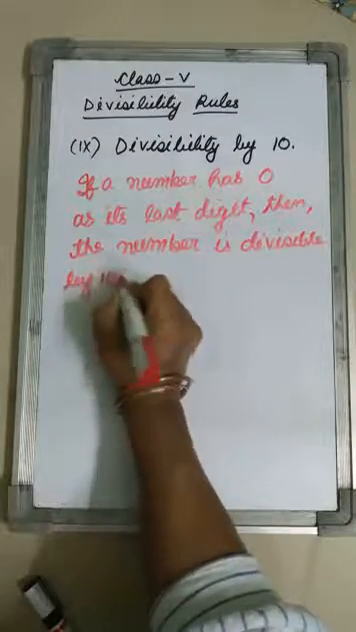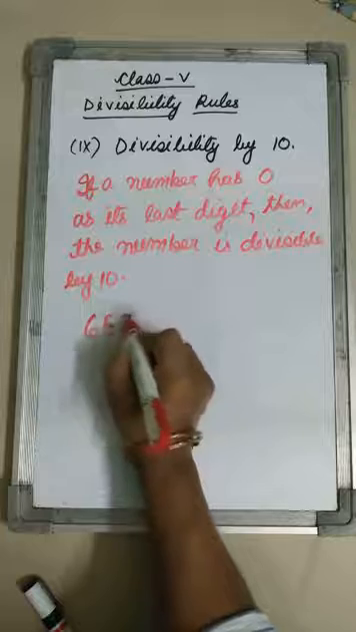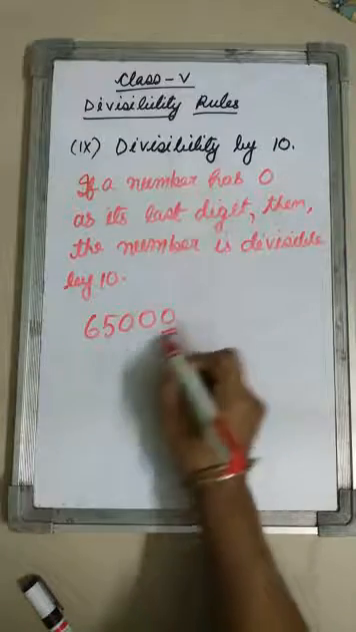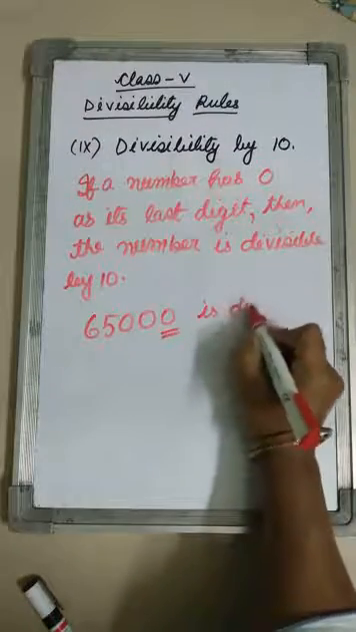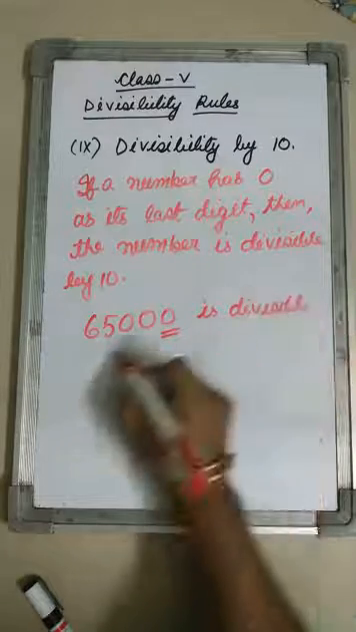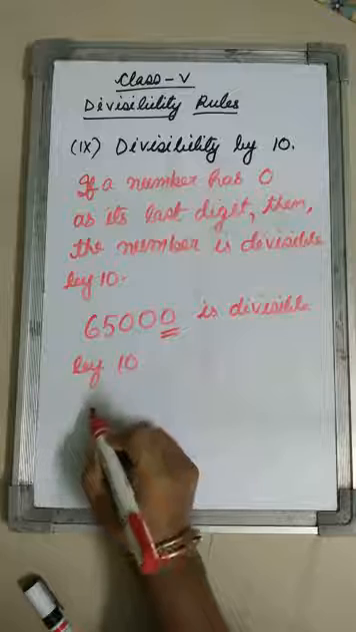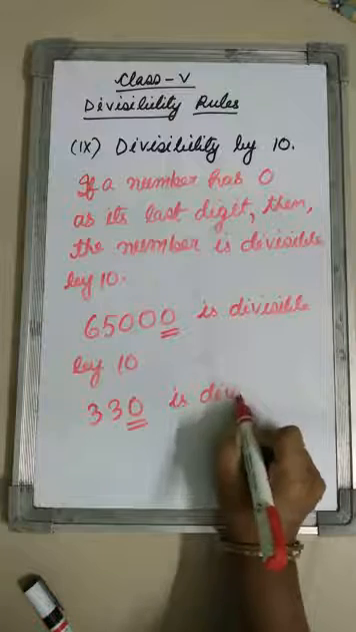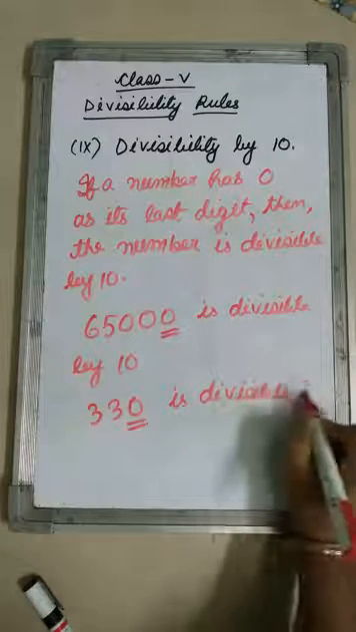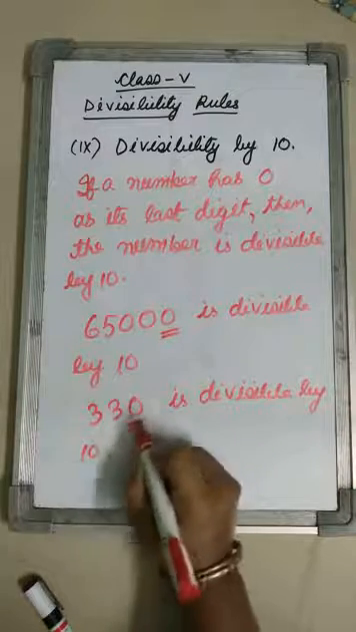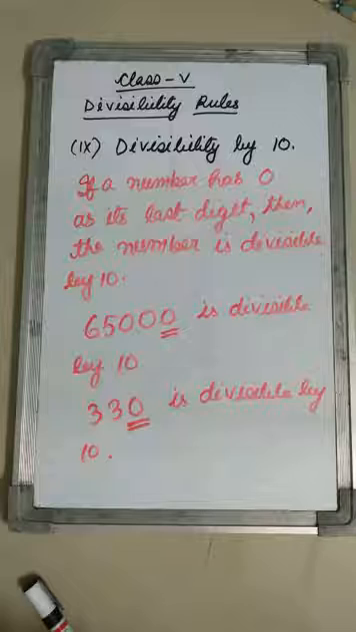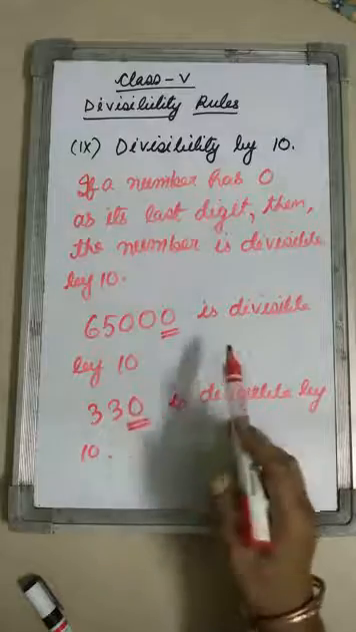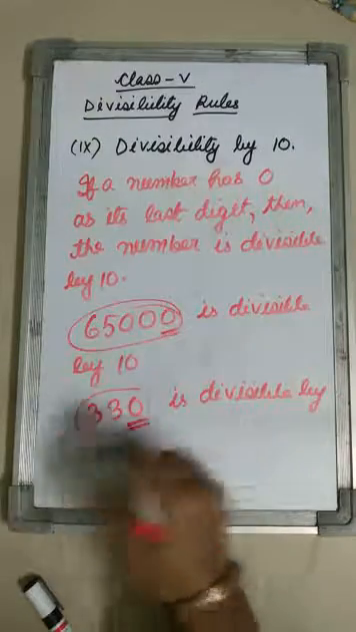Suppose 65000, the last digit is 0, therefore it is divisible by 10. 330, the last digit is 0, divisible by 10. Why divisible by 10? Because the last digit is 0. So if the last digit is 0, then the whole number is divisible by 10.